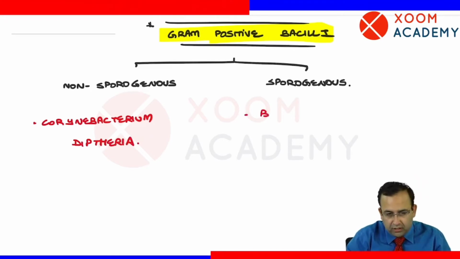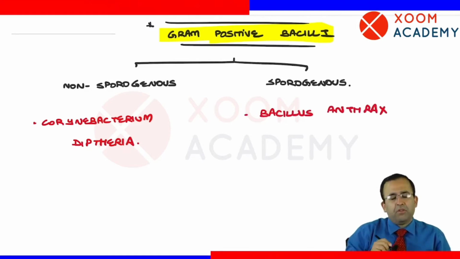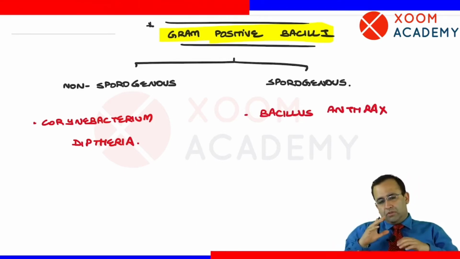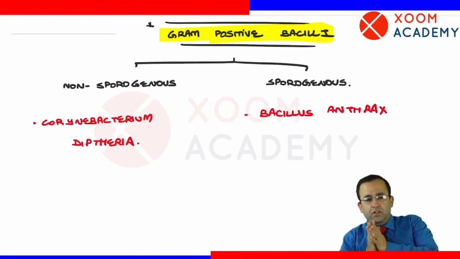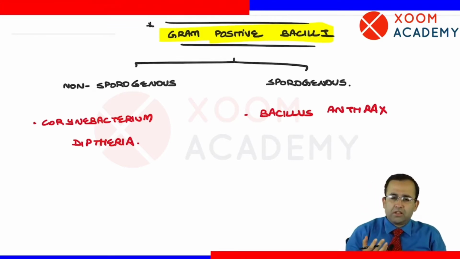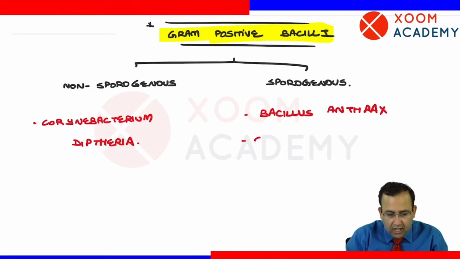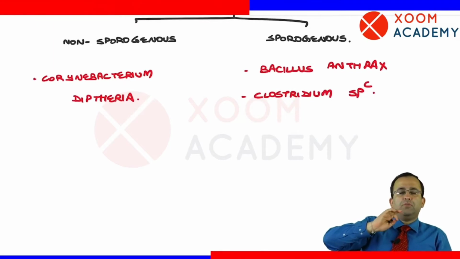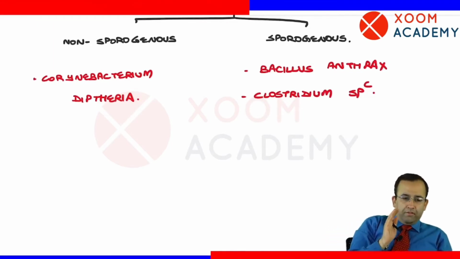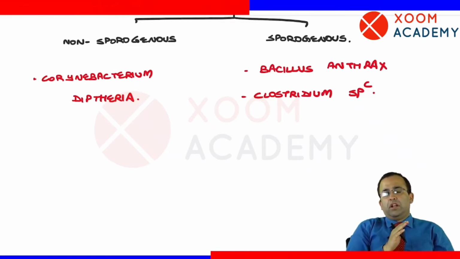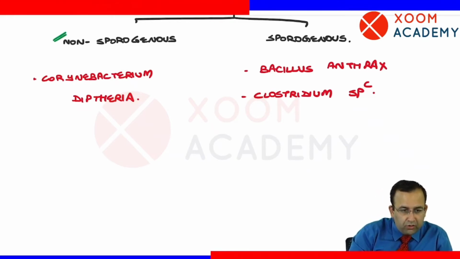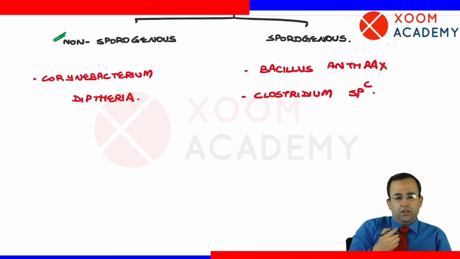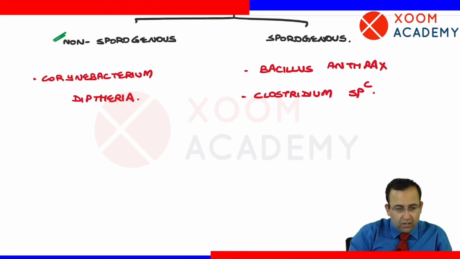I mean, everybody knows the fact that Bacillus anthracis, anthrax spores. When I was doing my MBBS around 2004-05, anthrax was the craze at that point with respect to bioterrorism. So Bacillus anthracis or anthrax is a sporogenous gram-positive bacilli. Bacillus anthracis and Clostridium species are sporogenous, they are associated with spore formation. Versus Corynebacterium diphtheriae, which is non-sporogenous, not associated with spore formation.